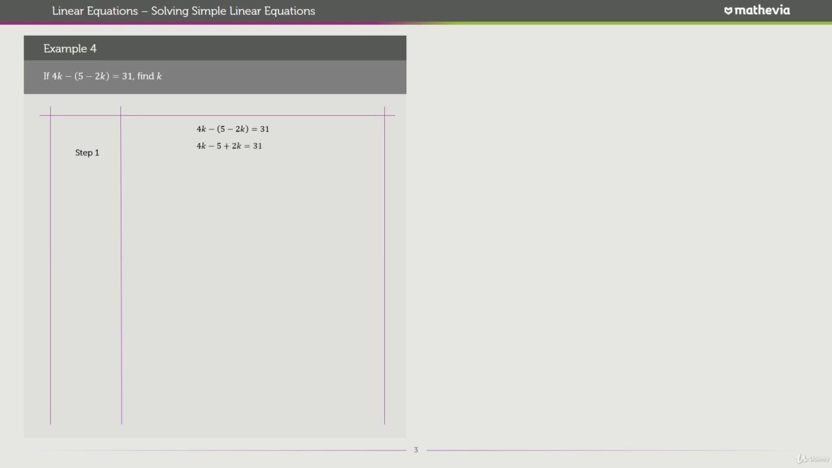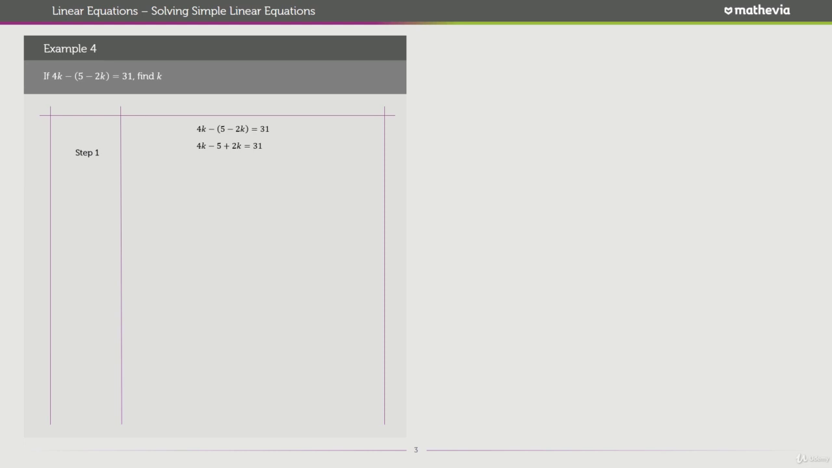Opening that bracket, we have minus 5 because we have a minus on the outside, and then we have minus 2k, and minus 2k becomes plus 2k. I believe you'd recall this from the previous lesson where we talked about expansion of algebraic expressions. You have a minus on the outside of the bracket, you apply that minus to the 5, it becomes minus 5. You apply the minus to the minus 2k, and anytime you have minus minus, it becomes a plus. So we have 4k minus 5 plus 2k equals 31.